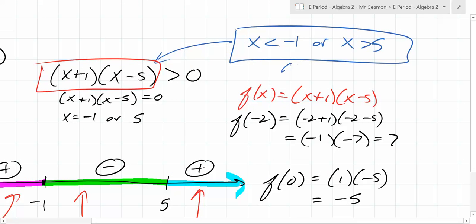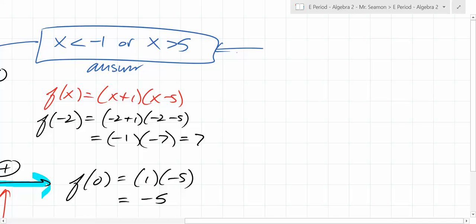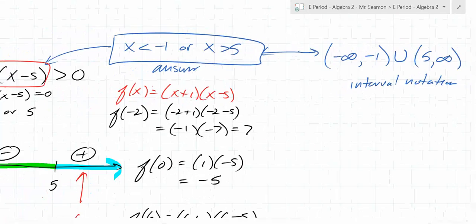What's the other way to write that? There's no other way to write that one because there's nothing in between. You could write it as -infinity all the way to -1, union 5, infinity, like that. Do you remember what this is called? This is called interval notation. It's the same thing. It's the same answer. Same idea.